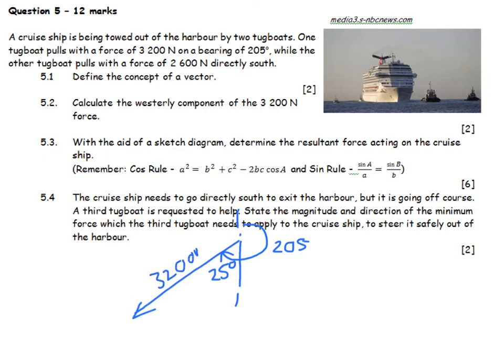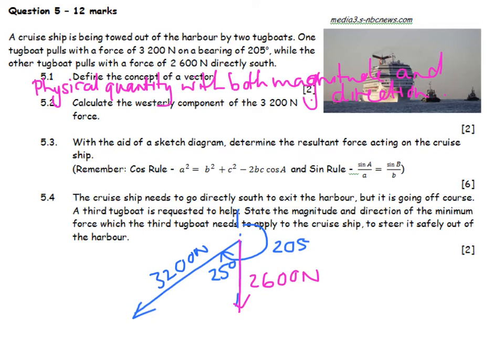3,200 newtons. That's the one ship, whilst at the same time, the other ship is pulling with 2,600 newtons directly south. Define the concept of a vector. Remember, you are going to need to know your definitions. So, a vector is a physical quantity with both magnitude and direction.